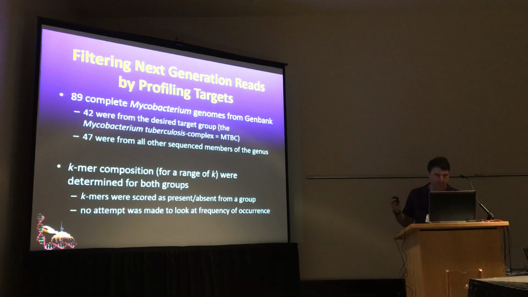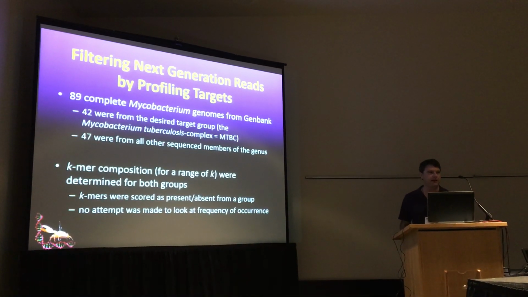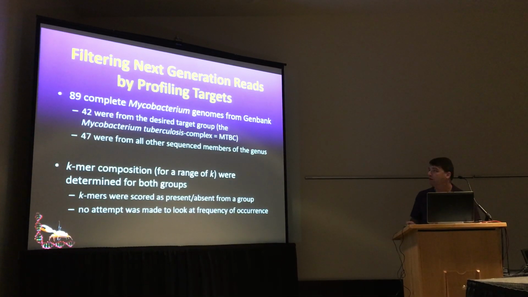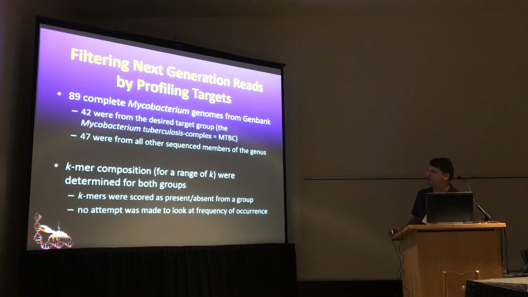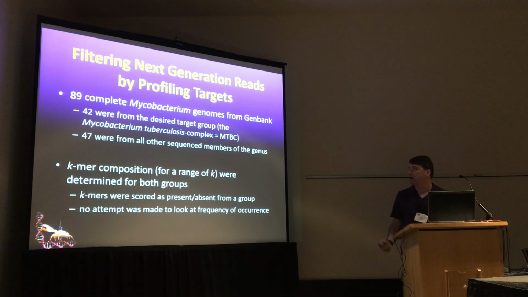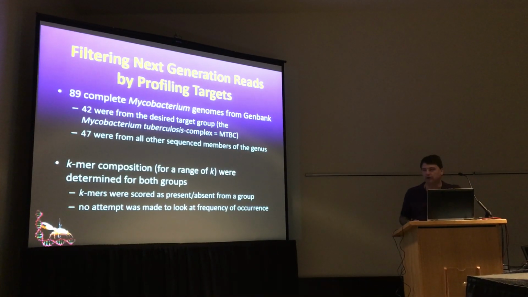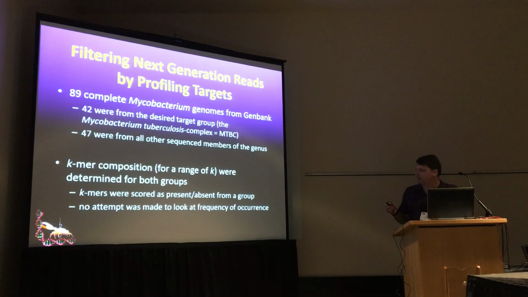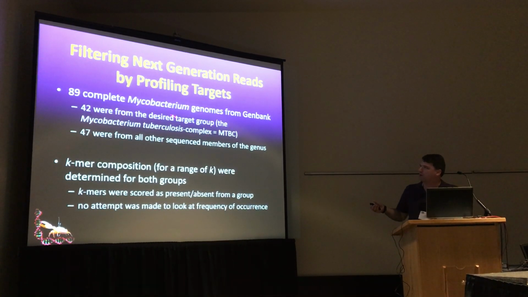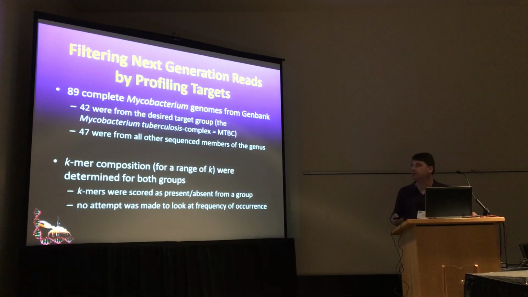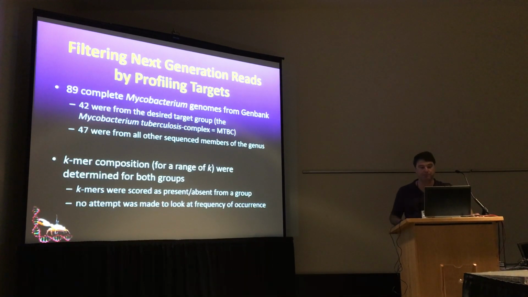As the example, what we did is we started by getting 89 complete Mycobacterium genomes from GenBank. These were all of the ones available at the time. Roughly half of them were from the Mycobacterium tuberculosis complex. That's the target group that we want. We're looking for things that cause tuberculosis. And then the other half were from the entire rest of the genus. So this is one fairly small clade within the much larger genus. Most of these were actually Mycobacterium tuberculosis, various different strains of them.